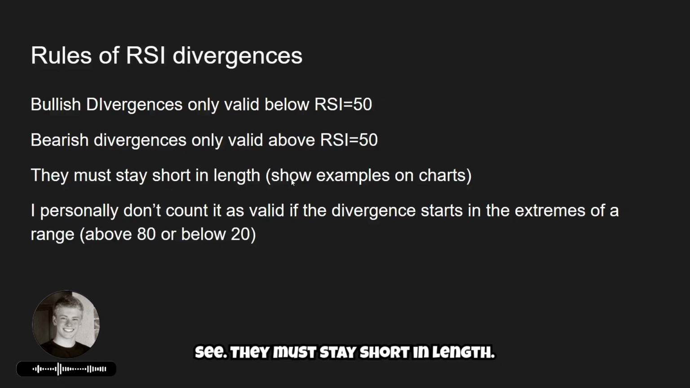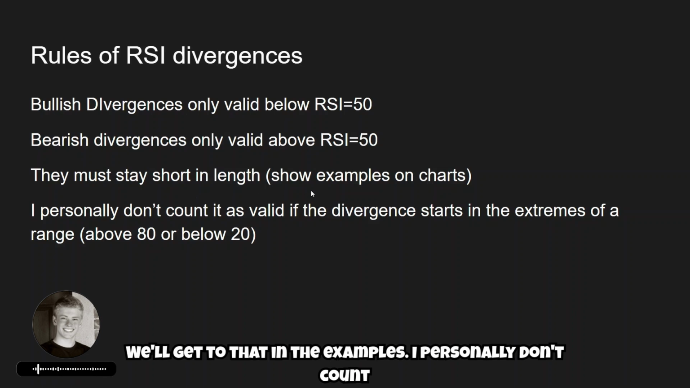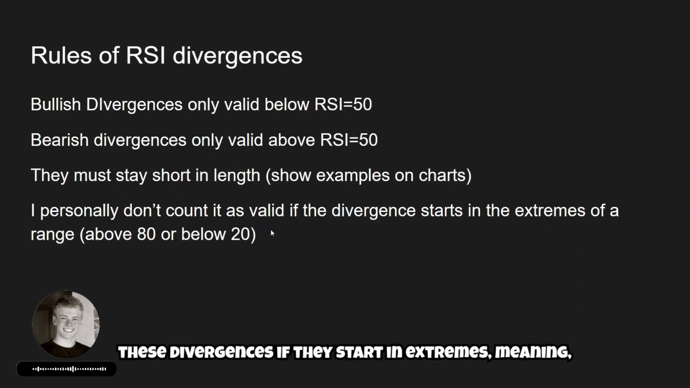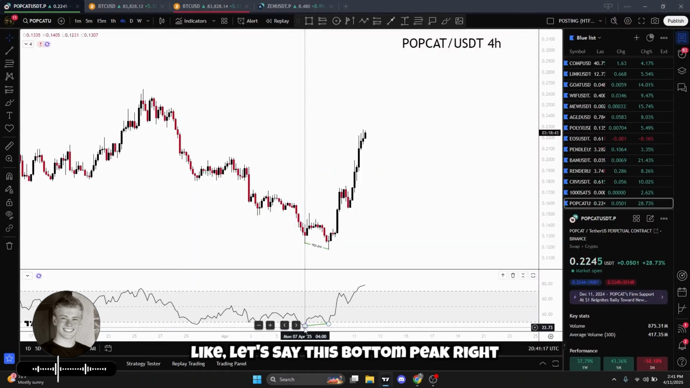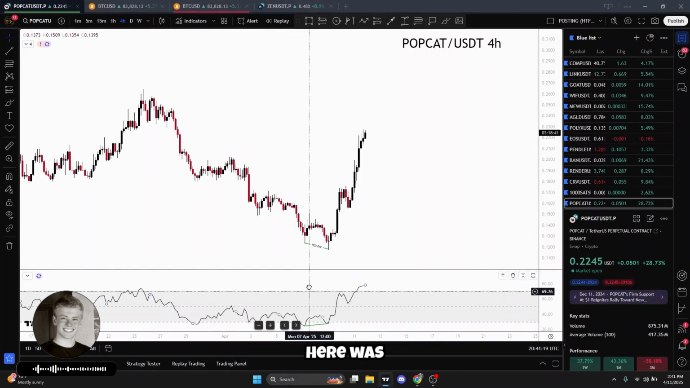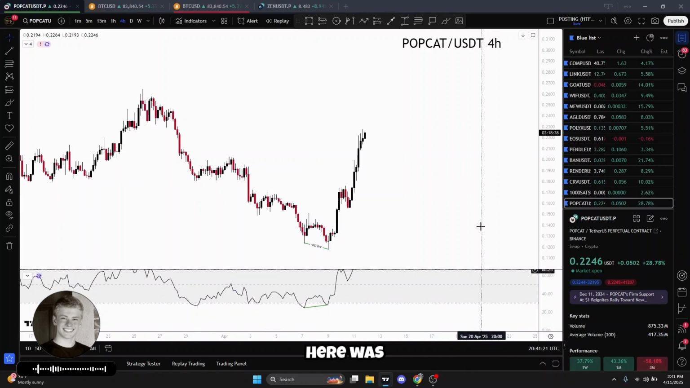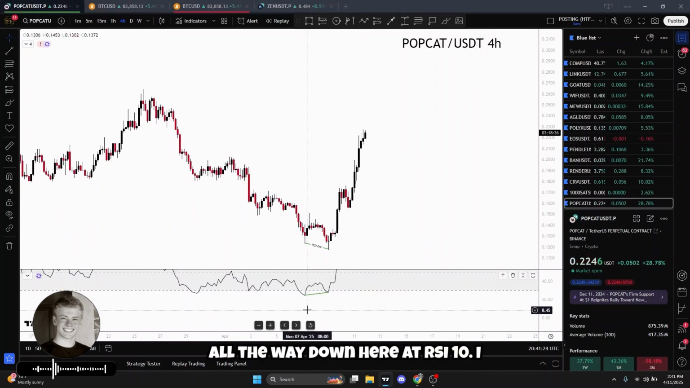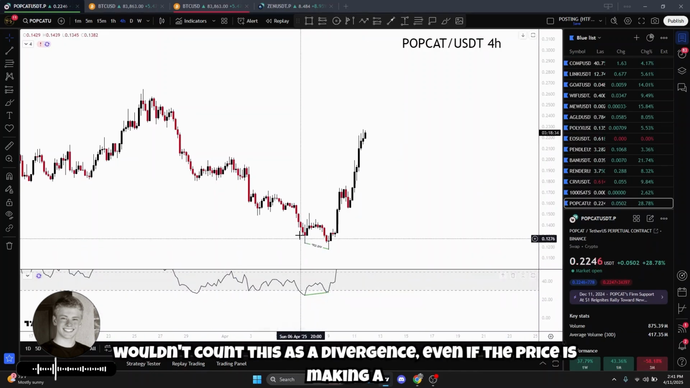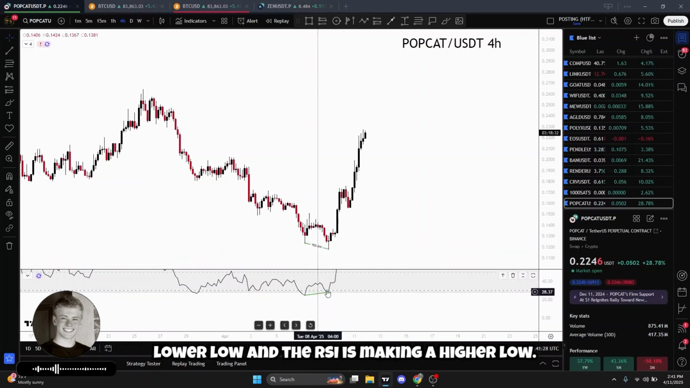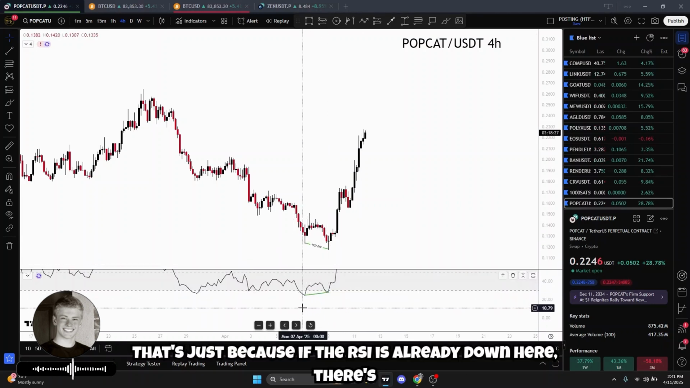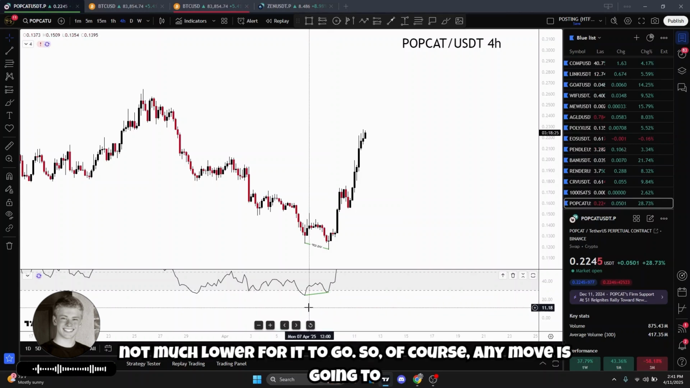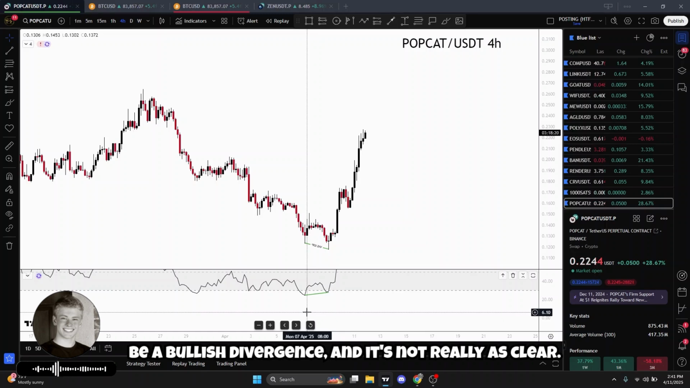They must stay short in length. We'll get to that in the examples. I personally don't count these divergences if they start in extremes. Let's say this bottom peak right here was all the way down here at like RSI 10. I wouldn't count this as a divergence, even if the price is making a lower low and the RSI is making a higher low. That's just because if the RSI is already down here, there's not much lower for it to go. So of course any move is going to be a bullish divergence, and it's not really as clear.